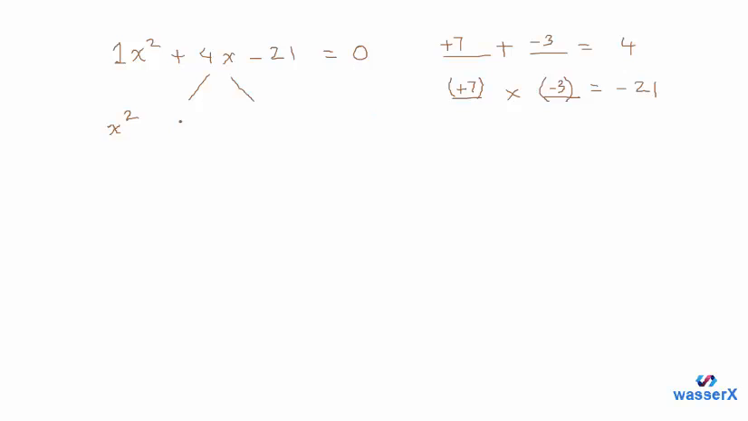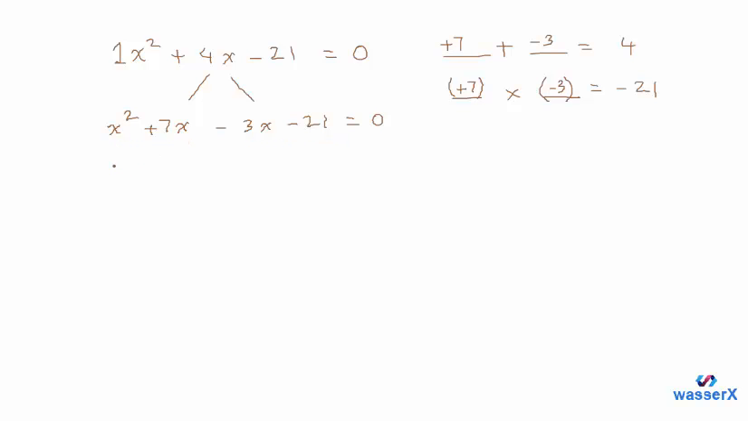x squared plus 7x minus 3x. They add up to give you 4x. So we are not changing the problem. Minus 21 is equal to 0. So we just rewrite the problem in another way, just to have 4 terms in it instead of 3 terms. And now we are going to pair them up and factorize.